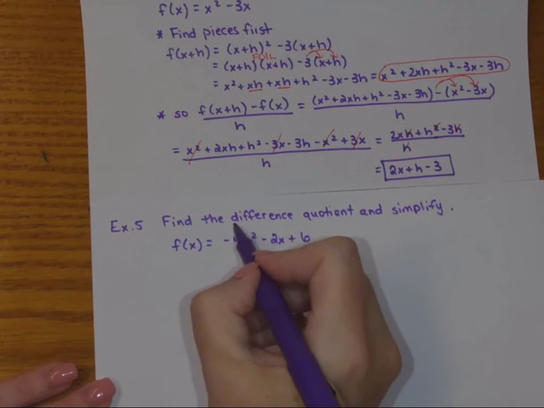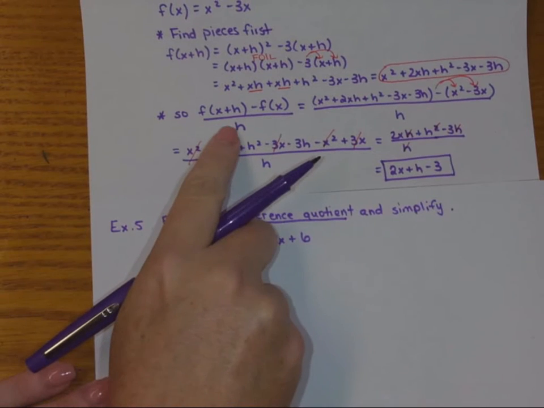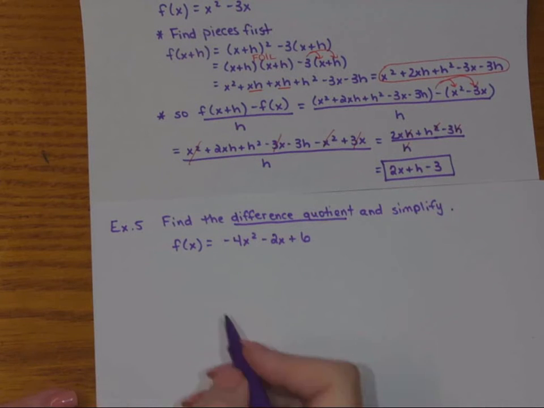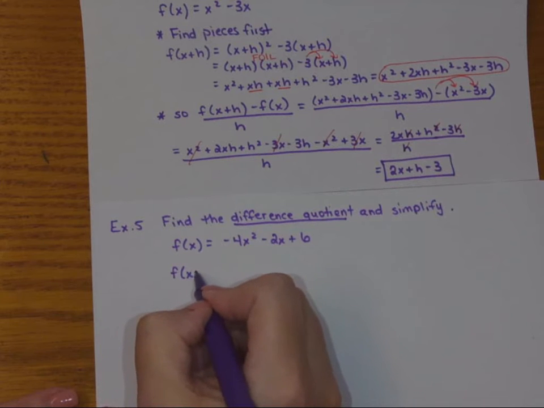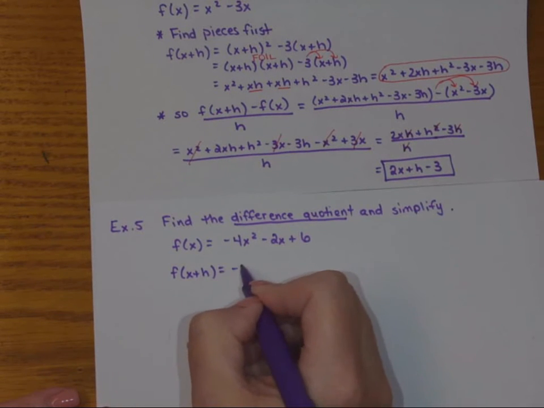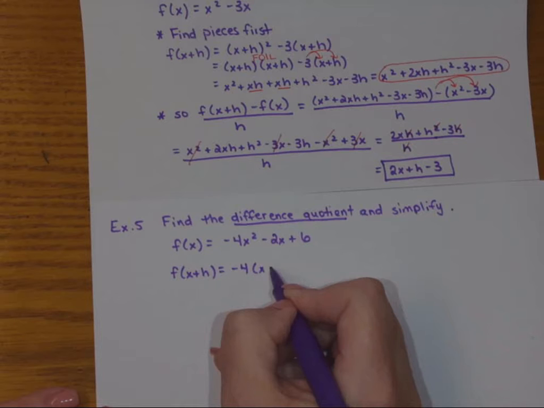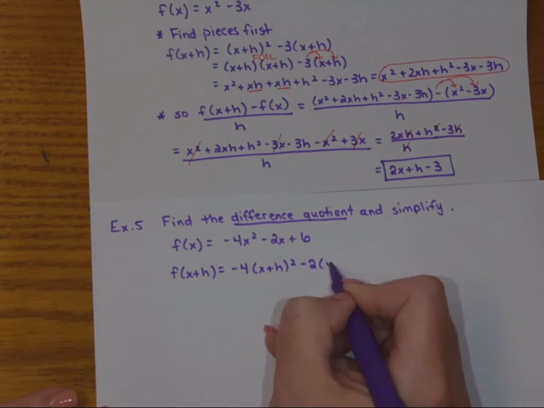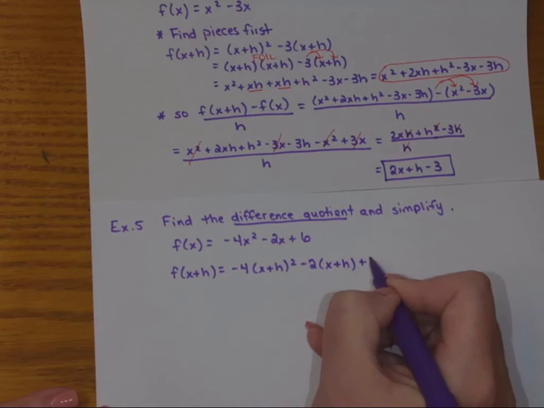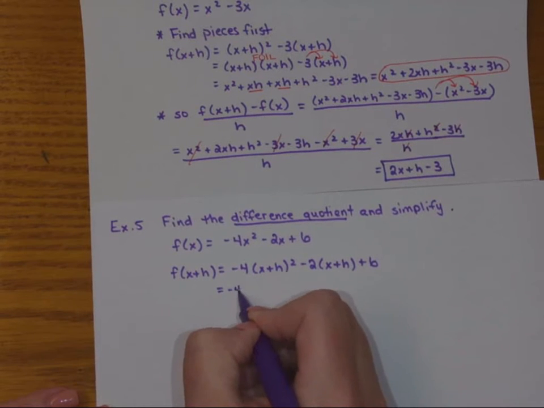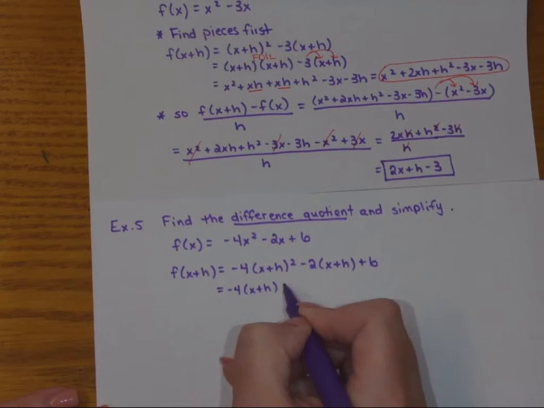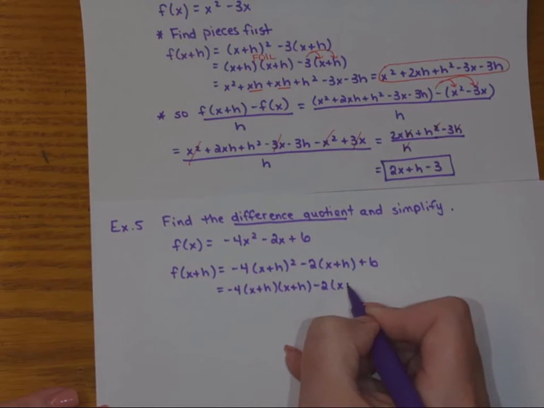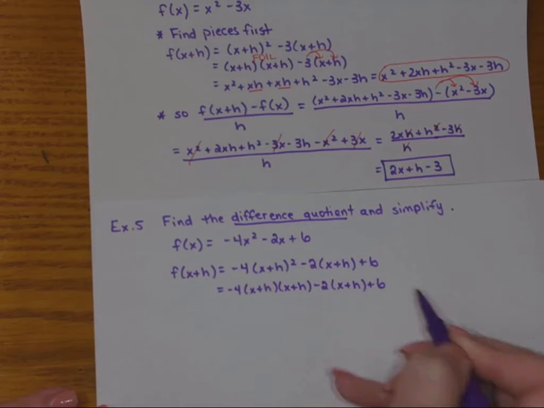Okay, so again, the difference quotient is this guy, right? So I don't want to do the whole thing first. I want to just start with maybe just the f of x plus h part. Because even that is kind of a mouthful. It's negative 4 times x plus h squared minus 2 times x plus h plus 6. So if I expand it out, it's like x plus h times itself. And then I still have this distributive property going on.